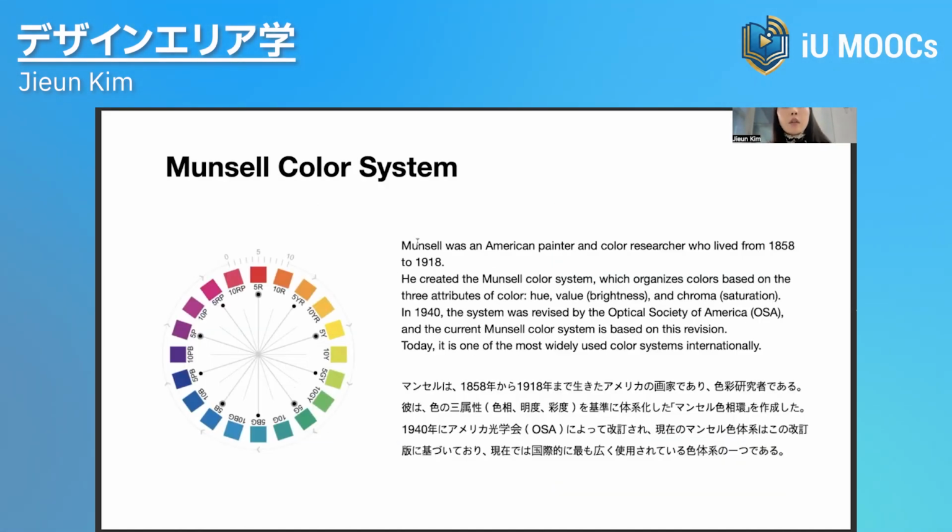Okay. So the Munsell color system is a very basic color system. Munsell was an American painter and also color researcher who lived from 1858 to 1918. So maybe everyone knows this Munsell color from primary school art class. He created this Munsell color system, and it organizes color based on the three attributes of color: hue, value, and chroma, right? And then it developed and developed. So this is the final Munsell color system, and this color system is widely used in the world.